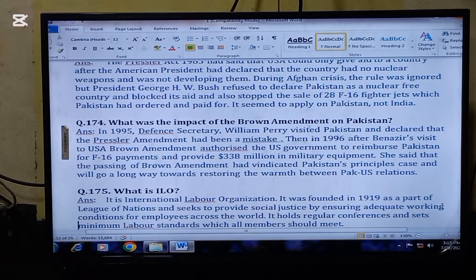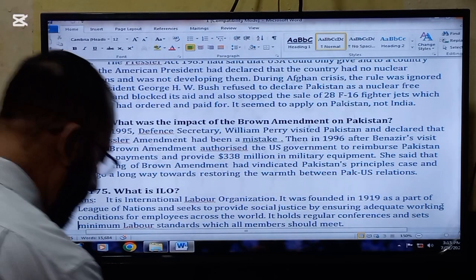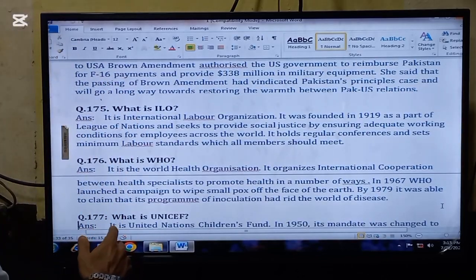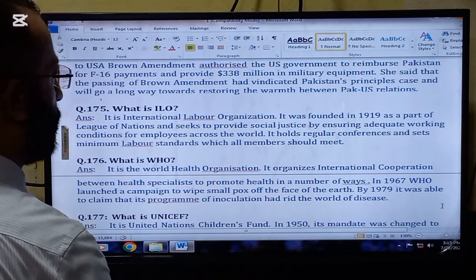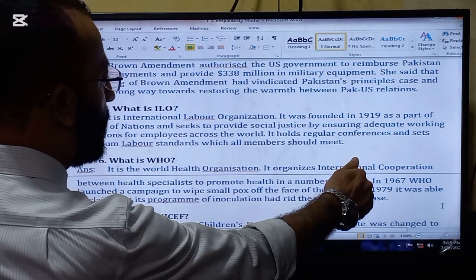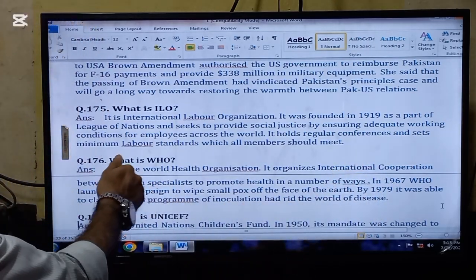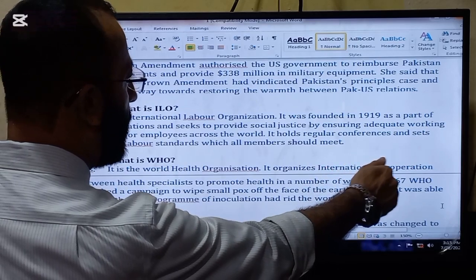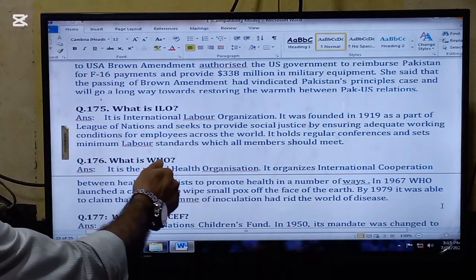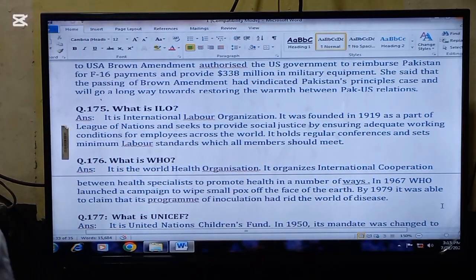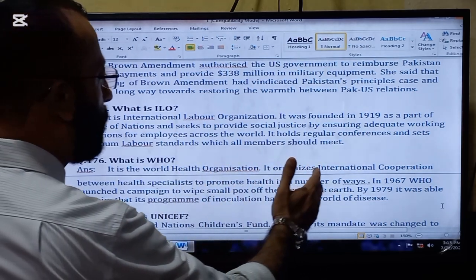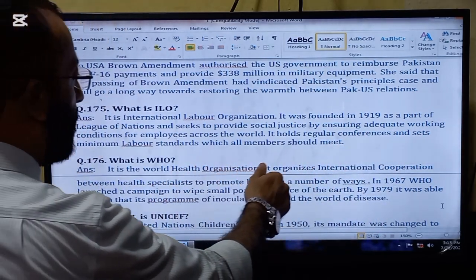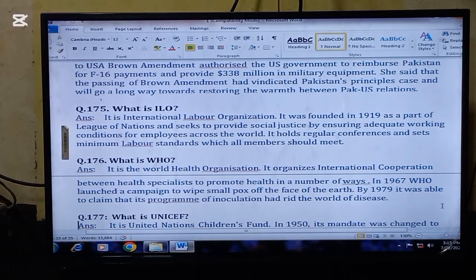The next important question for today is, what is ILO? It is the International Labour Organization. It was founded in 1919 as a part of the League of Nations and seeks to provide social justice by ensuring adequate working conditions for employees across the world. It holds regular conferences and sets minimum labor standards which all members should meet.